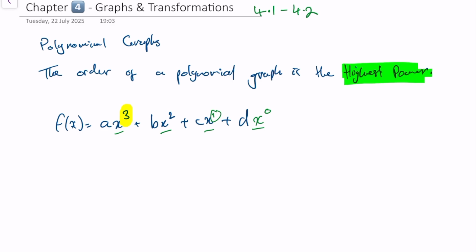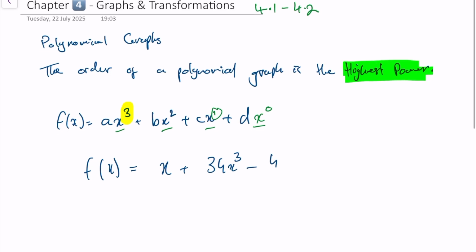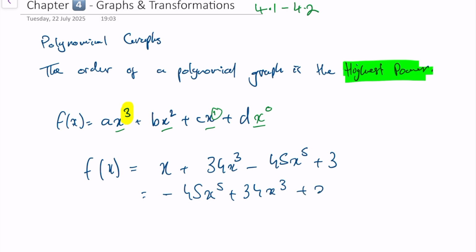Okay, so for example, let's say I have it in any other order. Let's say I have x plus 3 plus 34x cubed minus 45x to the power of 5. It does not matter what order or arrangement. It doesn't have to be the thing at the beginning. It can be anywhere within the equation, because if you move things around, it's still the same thing. So this is the same as saying minus 45x to the power of 5 plus 34x to the power of 3 plus x plus 3. All I've done is arrange it so the powers of x are in descending order. The highest power in this situation is 5. That means the order of this graph is going to be the fifth power.